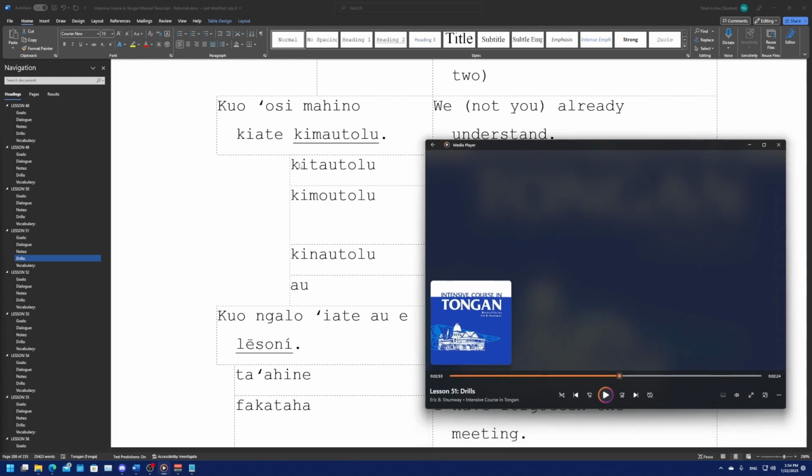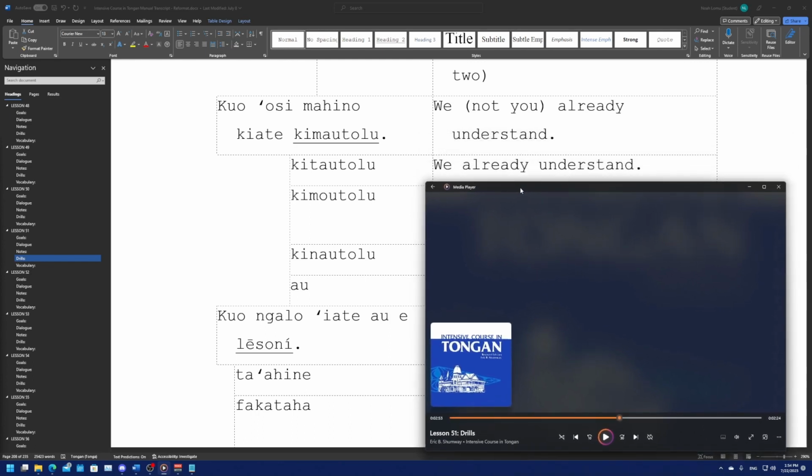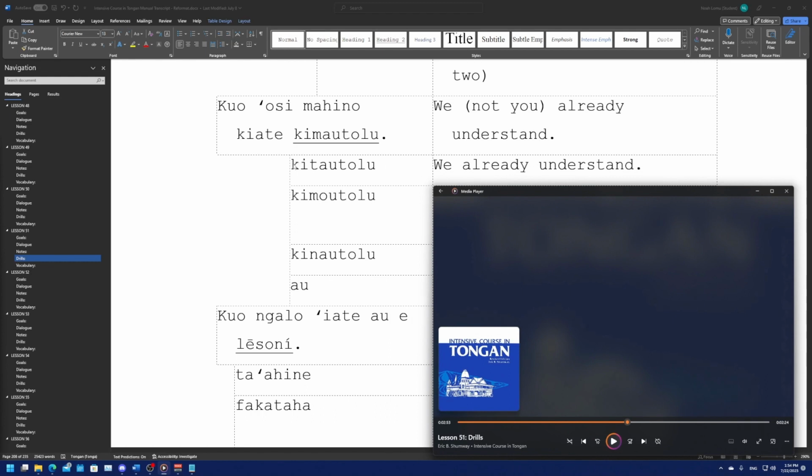Mm-hmm. Kitautolu. Right? Are we on the second one? Yeah, we're doing Kitautolu this time. Yoshi, can you try it with Kitautolu instead? Mm-hmm. Good.